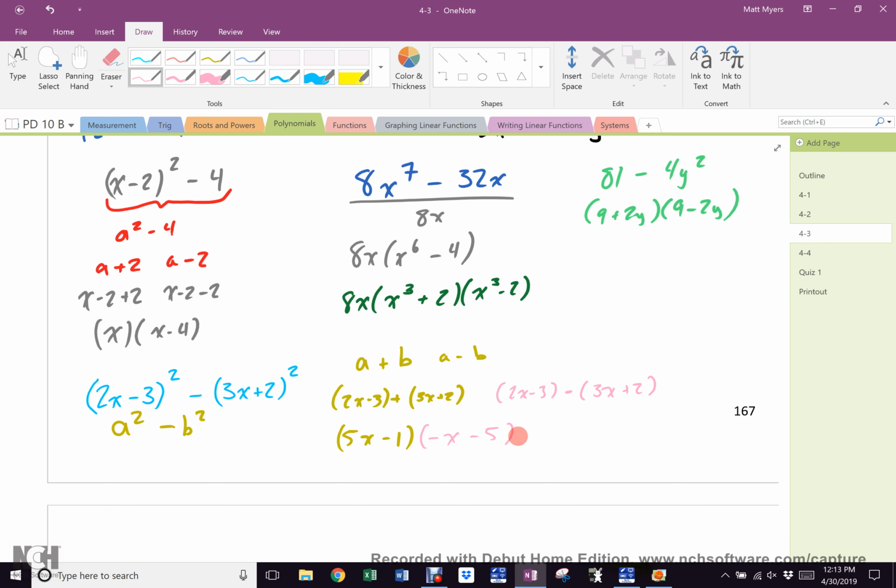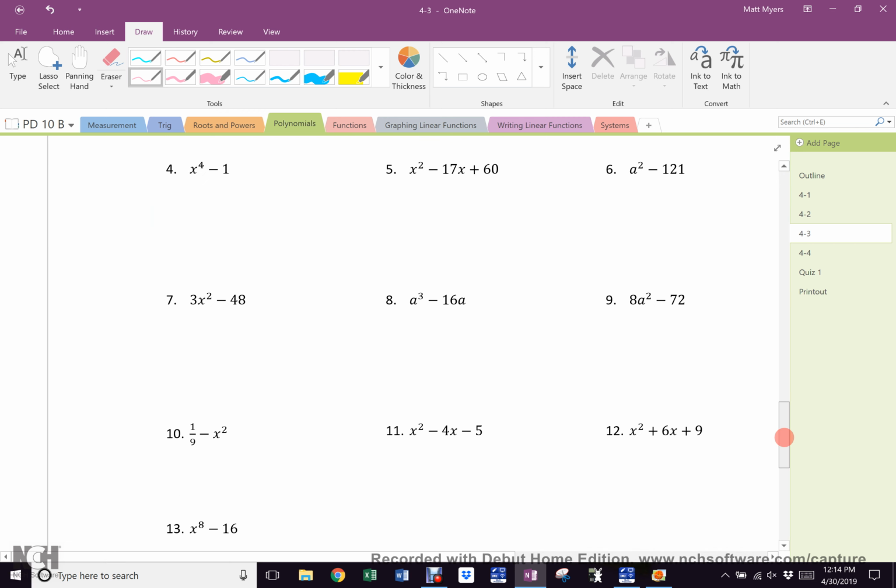That's the hardest thing I can do to you. Now, are you allowed to distribute that, collect your like terms, and factor the resulting polynomial? Are you allowed to do that? Yes. But it is more steps. Everybody cool? That is all the permutations of the difference of squares. Yeah? Excellent. You are working on page 168.